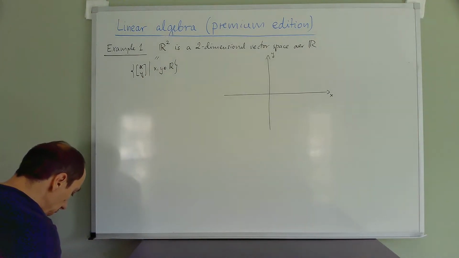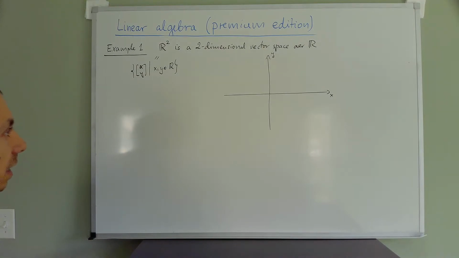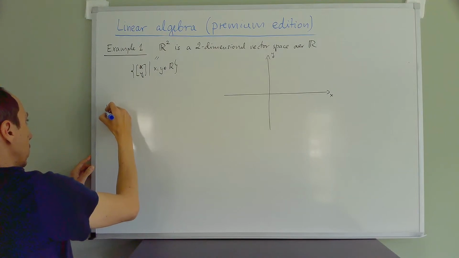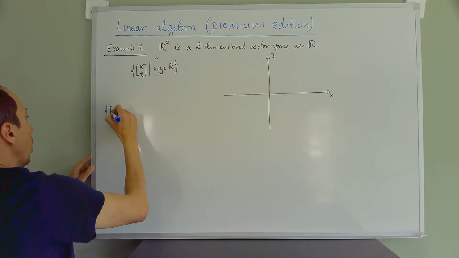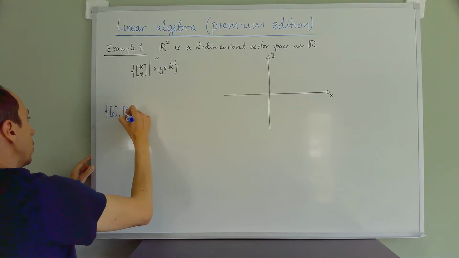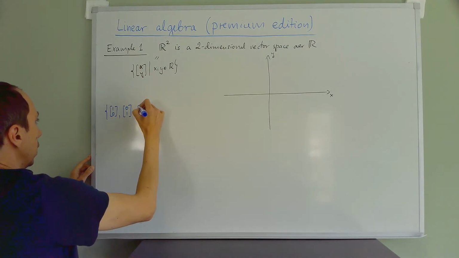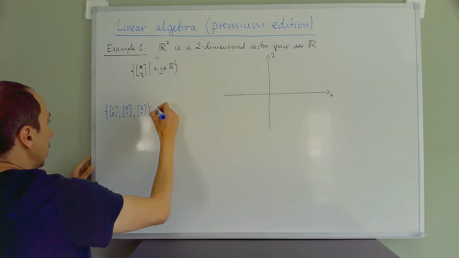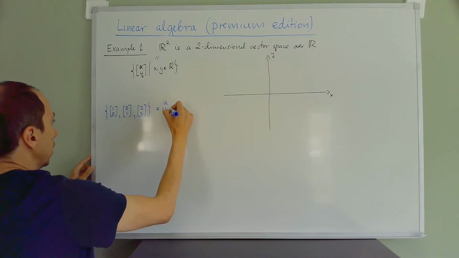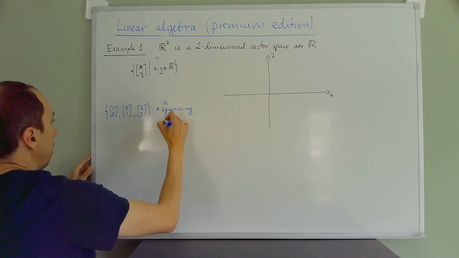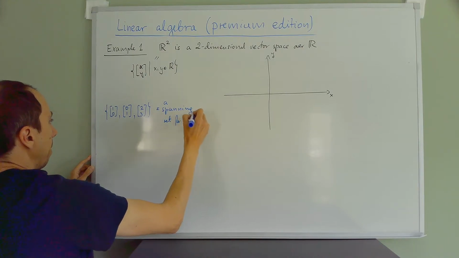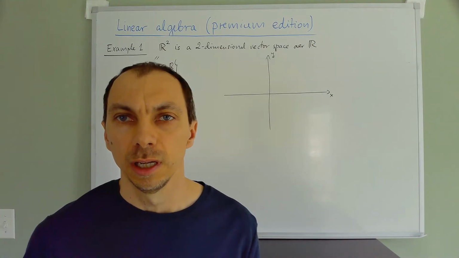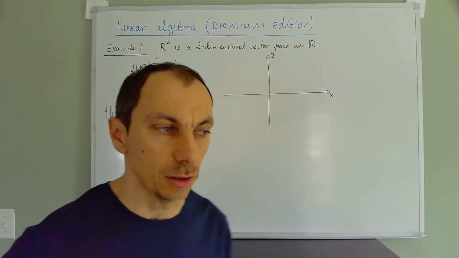So let me give examples of spanning sets, linearly independent sets, and so on. So if I take the following set, (1, 0), (0, 1), and (2, 3). This is a spanning set. So I claim that any vector inside R2 can be written as an R-linear combination of these vectors.